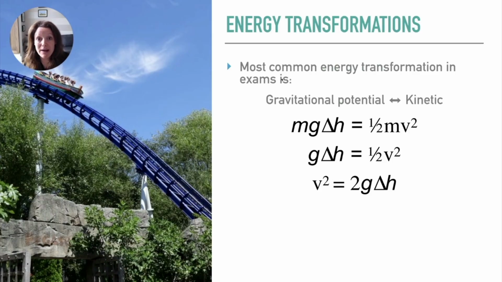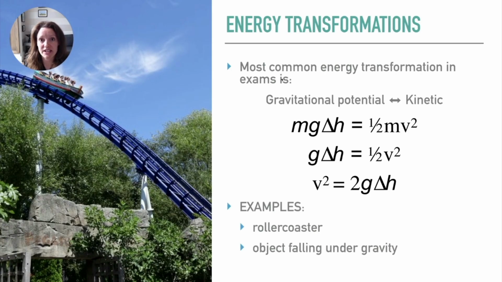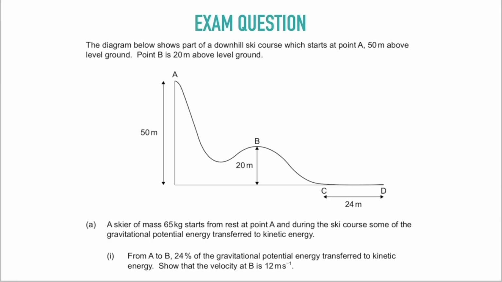So this expression might be useful where we're looking at things like roller coasters or objects falling under gravity. They start with potential and they end up having kinetic. That's a nice wee exam tip for you. I have a question on here from a past exam paper. Let's go for that. It's a long extended question, and let's go and have a look at this energy transformation.